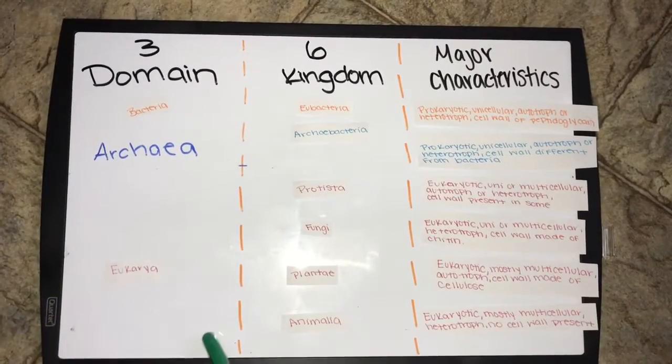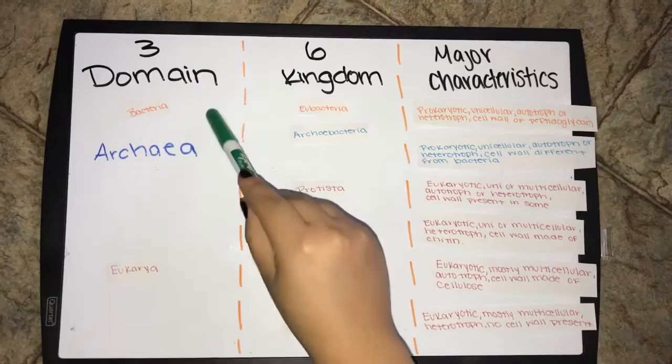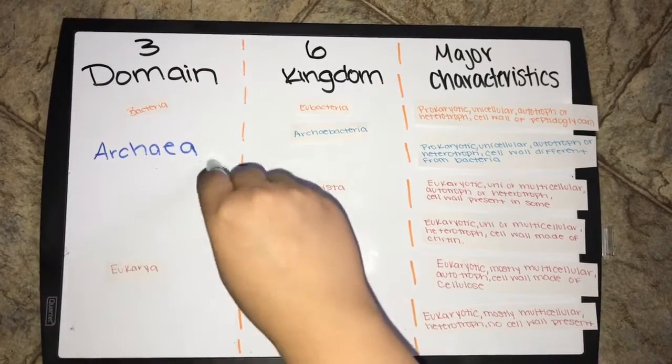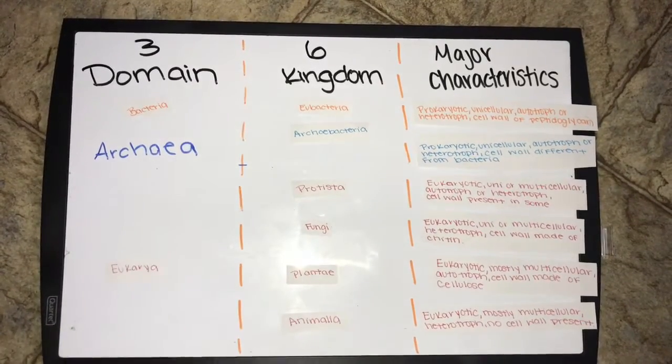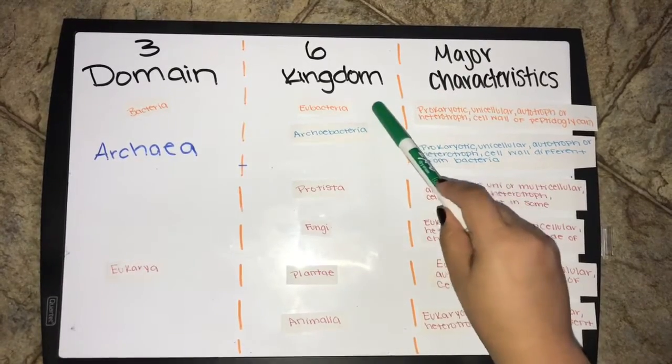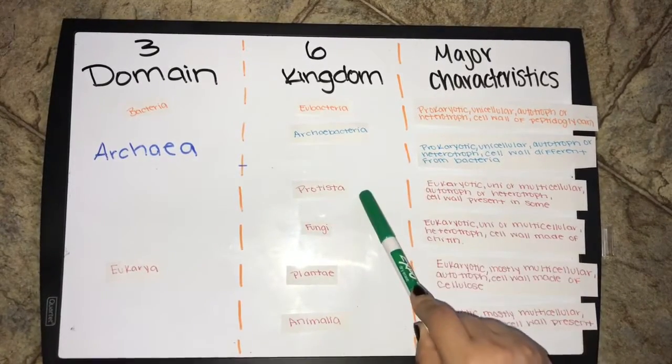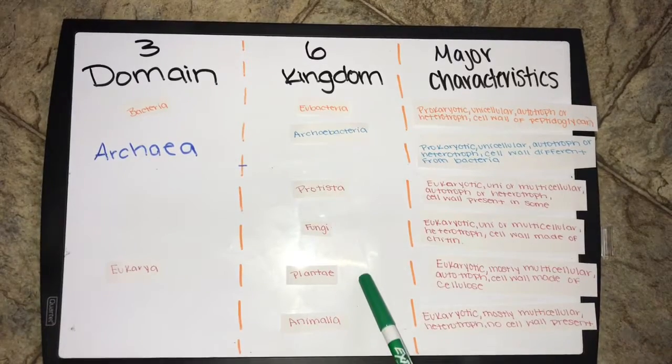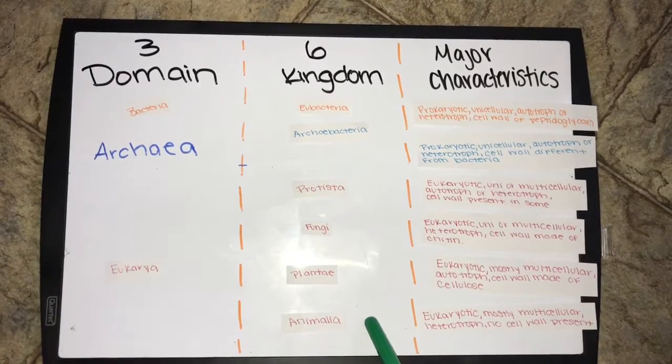So now we're going to talk about the 3 domains, which are bacteria, archaea, and eukarya. The 6 kingdoms are eubacteria, archaebacteria, protista, fungi, plantae, and animalia. The major characteristics for eubacteria will always be prokaryotic, unicellular, autotroph or heterotroph. The cell wall is going to be made out of peptidoglycan.